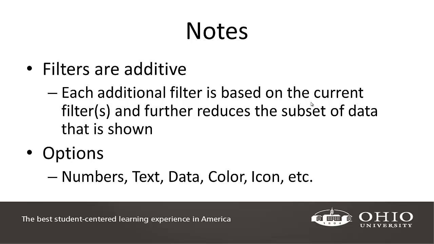Here are a few notes about filtering. Filtering is an additive process, which essentially means that we can add filters on various columns. Once we filter one column with a certain condition, which can be a number condition, text, data, color, or even an icon condition, we can add subsequent conditions, and all of those filters will be taken into account simultaneously, and you'll be left with only the data that meets all of those conditions.